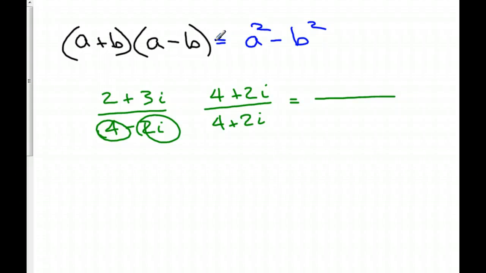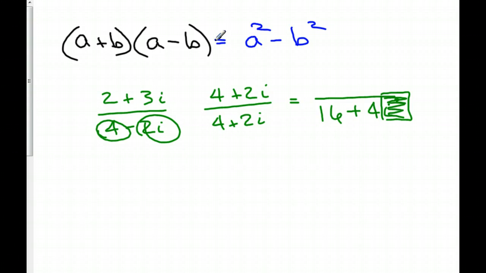So my denominator is going to be 16 minus, actually plus 4. 4i squared makes it plus 4, right? Because i squared is negative 1. Because this is an i squared, and i squared equals negative 1, this will be a plus, and this will go away. And that's exactly what we want to happen. We want the i to go away.